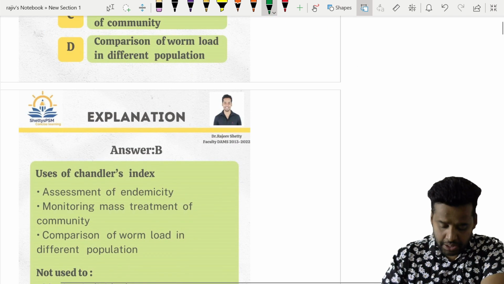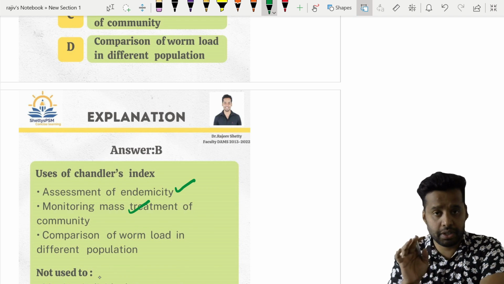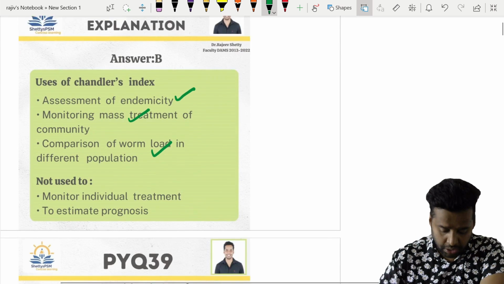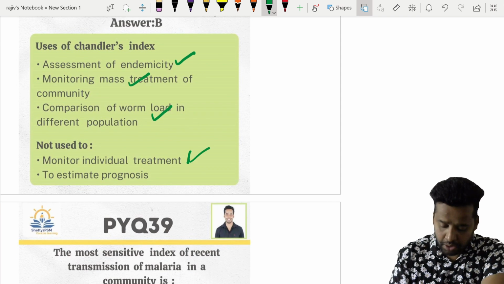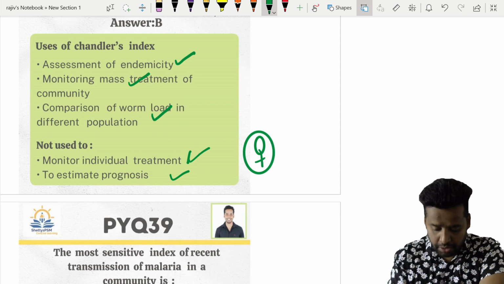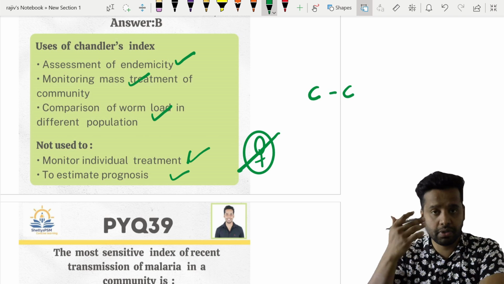The uses of Chandler index: you can check endemicity, assess mass treatment of the community, and see which population is having more load. It is not for individual treatment and not for prognosis for a patient. It is not applicable at the individual level. Remember, C for Chandler, C for community, it is for group.